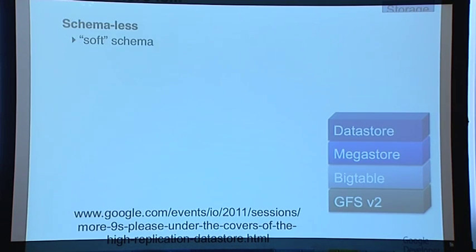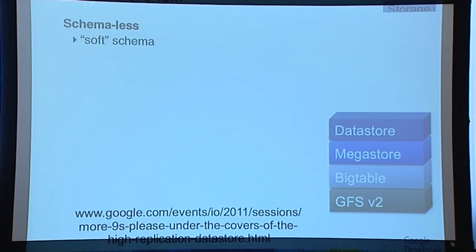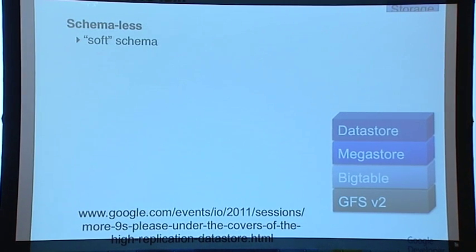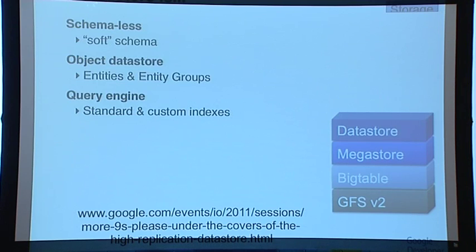The data store is schema-less, which means there's no enforced schema. There's not a notion of tables and columns. We'll talk more about this later. But you can use something called a soft schema, where you can enforce a schema in your code. It's an object data store fundamentally. We have entities and entity groups, and I'll talk about that in detail. It also has a very powerful query engine for standard as well as custom indexes. So you can get your data out of the system and query for it quickly.